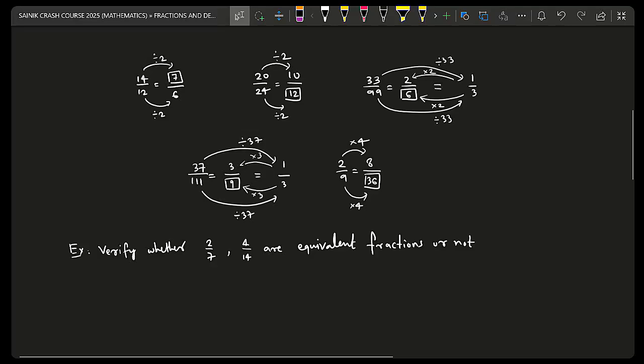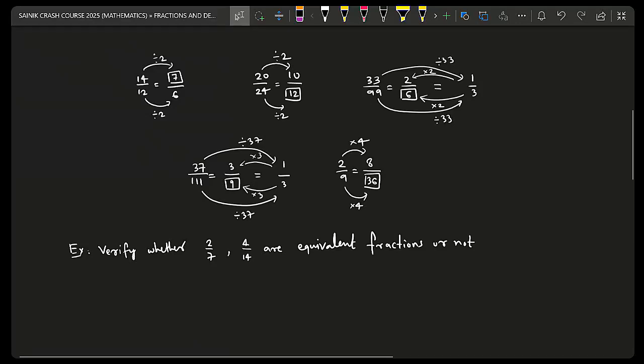Vishwajit, can you answer? Are they equivalent fractions or not? General knowledge. Yes or no? They are equivalent. Okay, you want to start general knowledge. Okay, I will start. Let me complete this topic. We will start general knowledge.